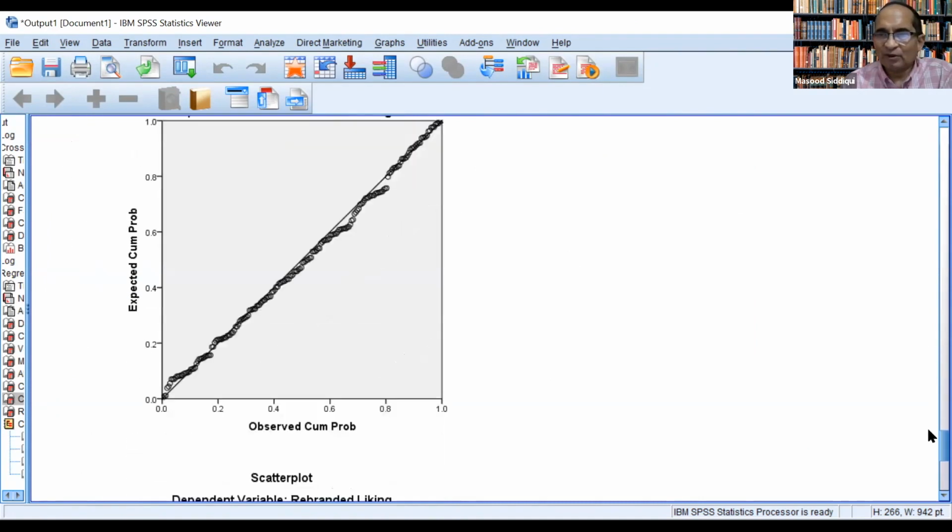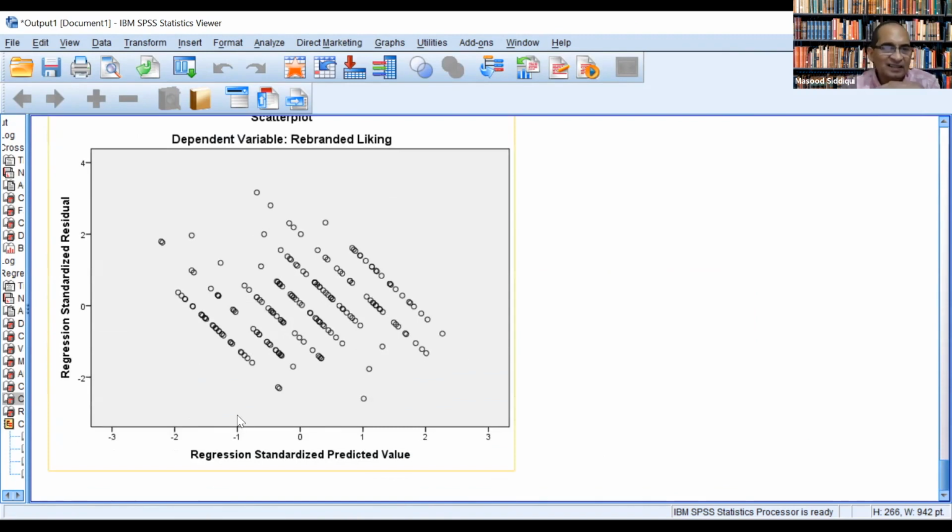This is the scatter plot between the standardized predicted value, or standardized y-hat, on the x-axis and the standardized residual on the y-axis. If we have a random distribution, as you are seeing, where the points are randomly plotted, then we can say there is no problem of heteroscedasticity. Data is quite random in nature, meaning they have equal variance. Right? So I am going back to the slide.